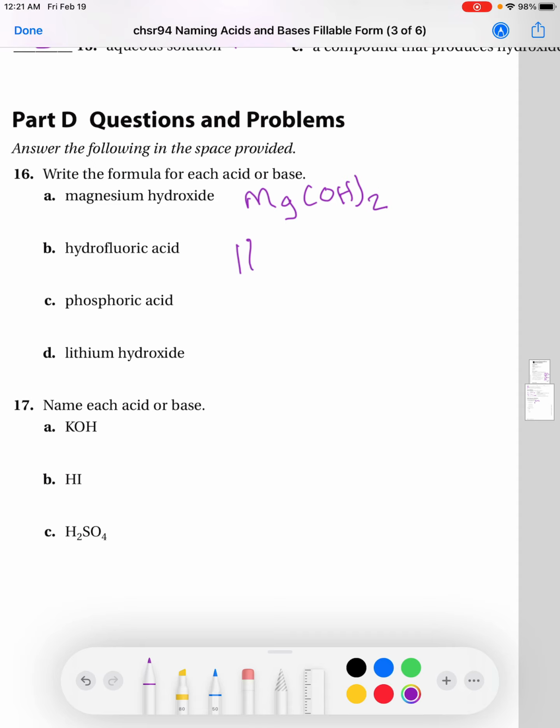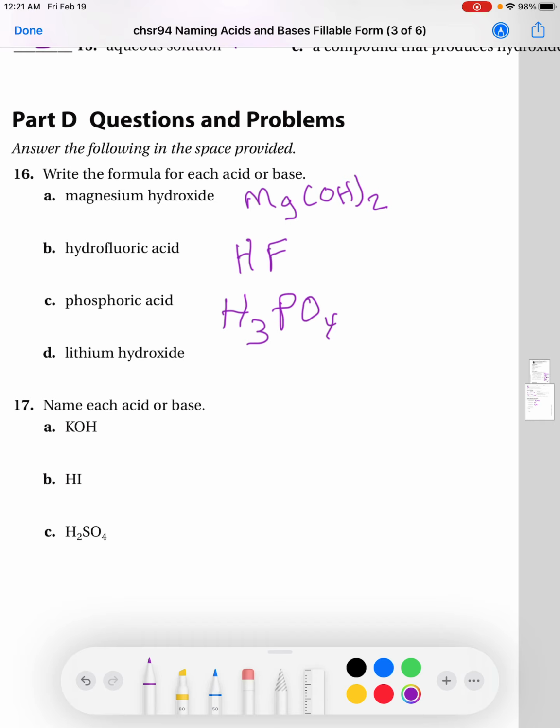Hydrofluoric acid is a binary acid using the fluoride ion. That's the acid that etches glass. Phosphoric acid is unusual. You can find it in that table back there. The phosphate ion has a -3 charge. So this is called a triprotic acid because it has 3 protons that it can produce.